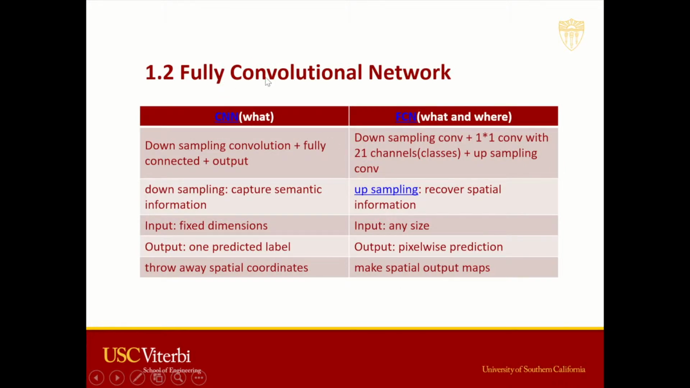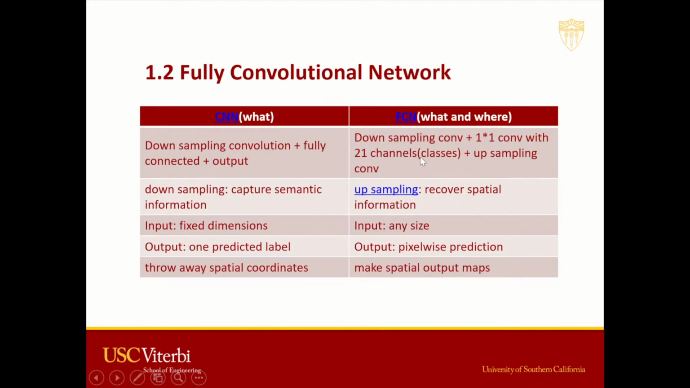And this is a fully convolutional network. In a convolutional neural network, we use downsampling to capture semantic information, and we use fully connected layers to predict our picture into a label. And because of the dense layers, the input size is fixed, and we lose spatial coordinates by using downsampling. And in FCN, all layers are convolutional layers, and we use upsampling to recover spatial information.